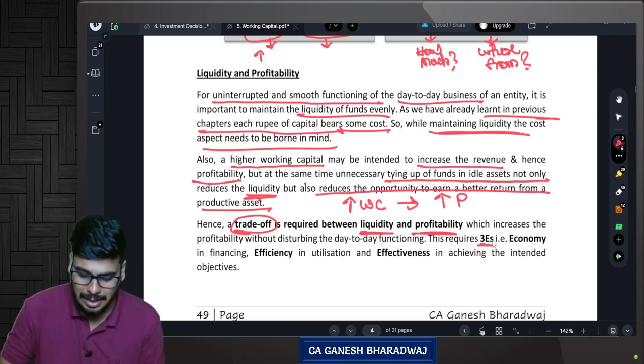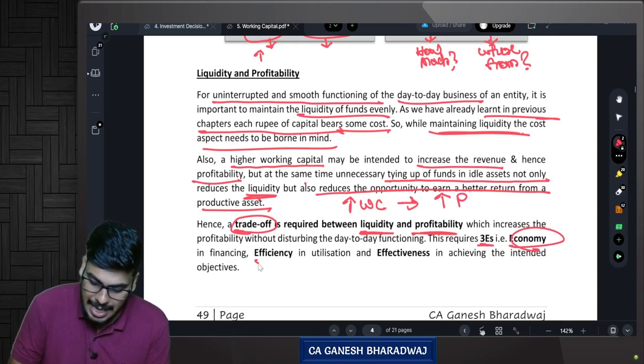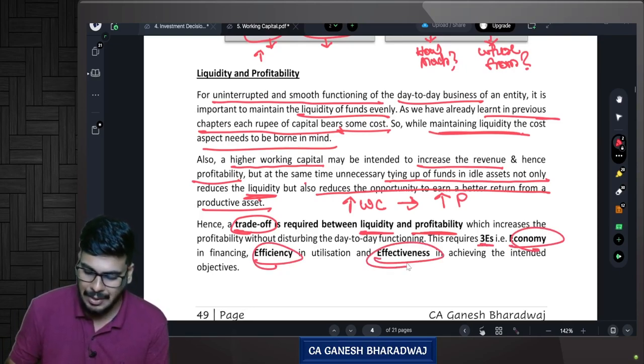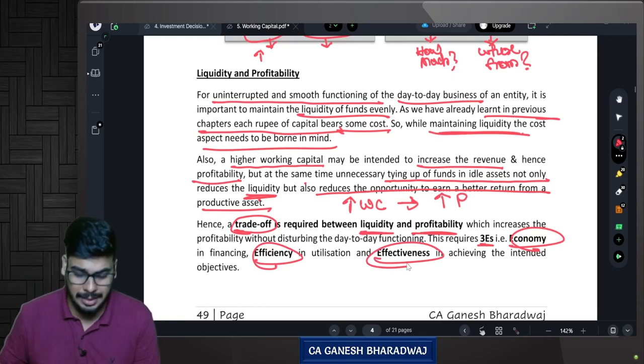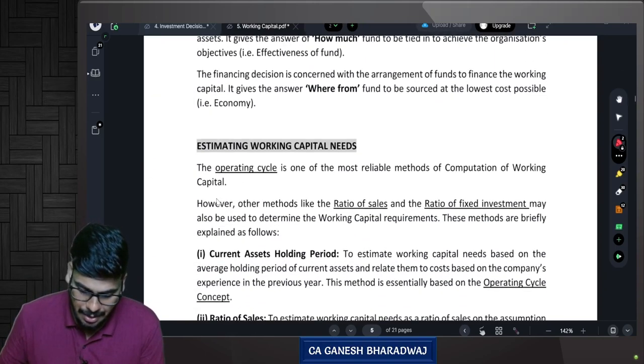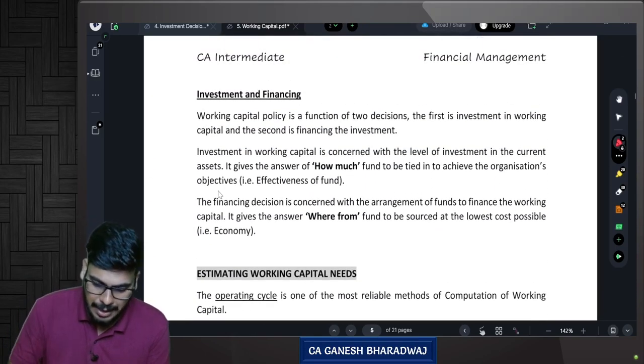This is all about three E's. That is economy in financing, efficiency in utilization, and effectiveness in achieving the objectives. All these are theoretical parts. Are you clear with this? Fine. Now, this is what I said, investment and financing.